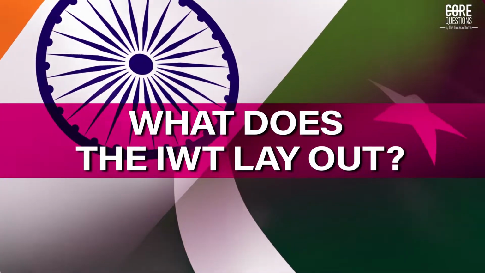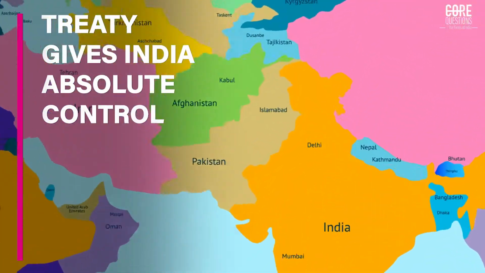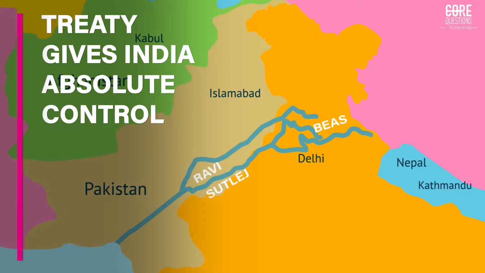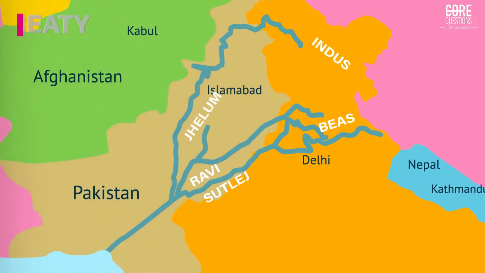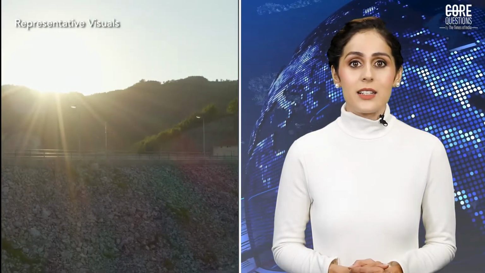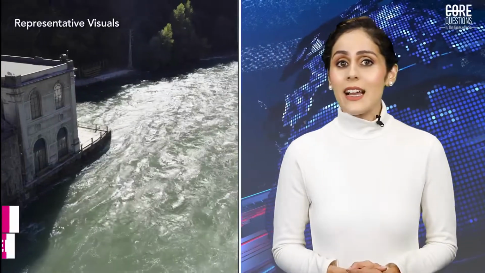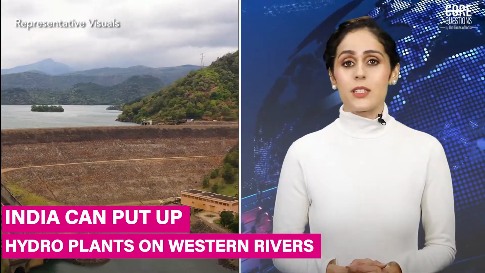What does the IWT lay out? The treaty has a preamble, 12 articles, and 8 annexures that provide India with absolute control over the waters of the eastern rivers, the Ravi, Sutlej, and Beas, while Pakistan receives unrestricted use of the western rivers, the Indus, Jhelum, and Chenab. With this being said, along with domestic, non-consumptive agricultural and hydroelectric power generation, India can create storage via hydro plants on the western rivers according to the treaty.